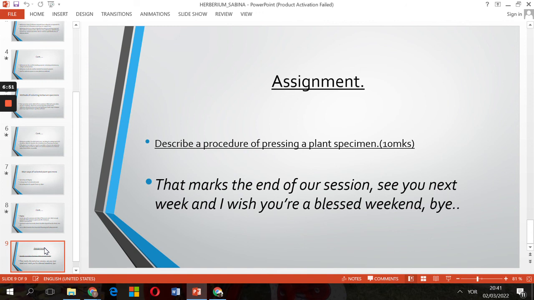That marks the end of our session. Before I dismiss the class, I'll give you an assignment. The assignment is: describe a procedure of pressing a plant specimen. So make sure you do this assignment.